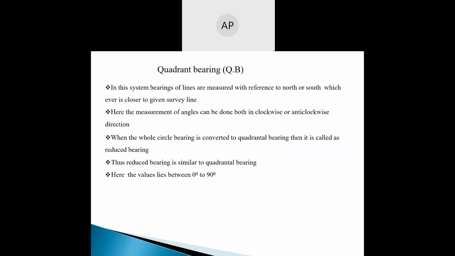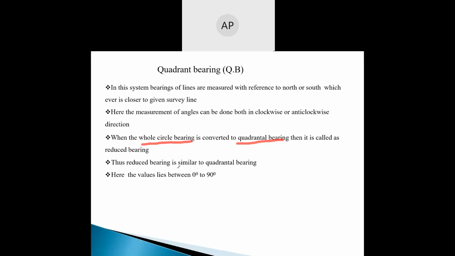Quadrant bearing. In this system, bearings of lines are measured with reference to north or south, whichever is closer to the survey line. Here, the measurement of angles can be done in both clockwise and anti-clockwise directions. When the whole circle bearing is converted to quadrantal bearing, it becomes your reduced bearing. So we can convert whole circle bearing to quadrantal bearing according to different directions.